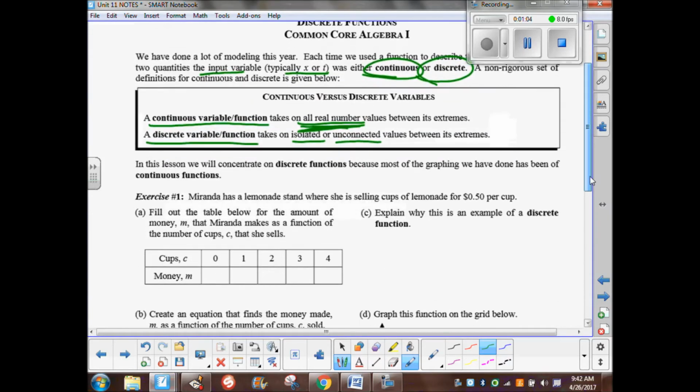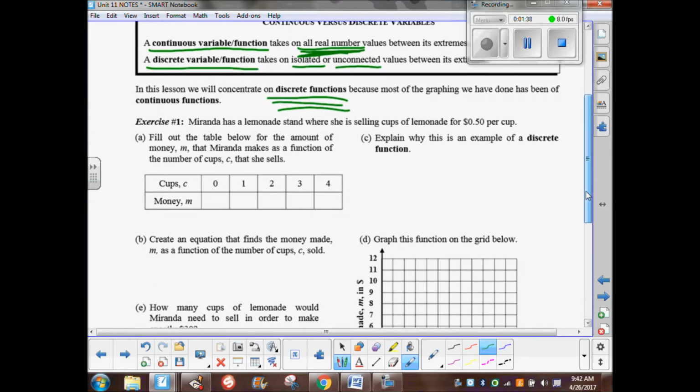I think when we talked about these, there was a question about carnations and roses. And we had to graph it, and we said, why is the graph a bunch of dots without stuff connected? And we said, you can't have part of a flower. I think that was the question. So in this lesson, we will concentrate on discrete functions. A lot of times they're items, they're things, because most of the graphing that we've done has been continuous.